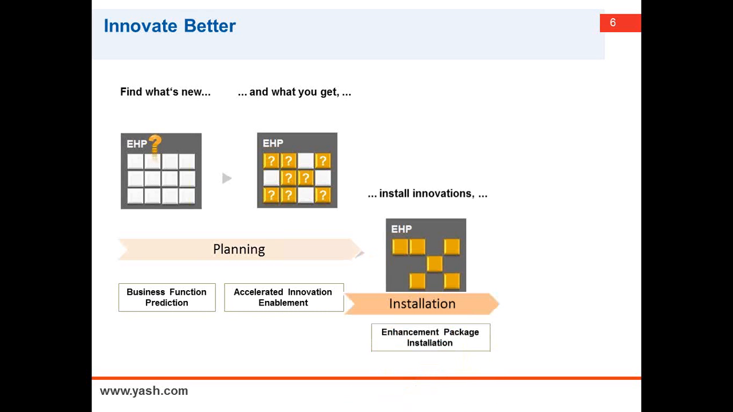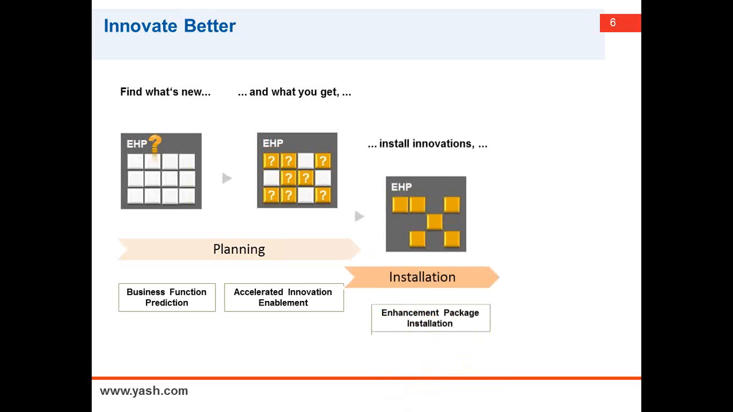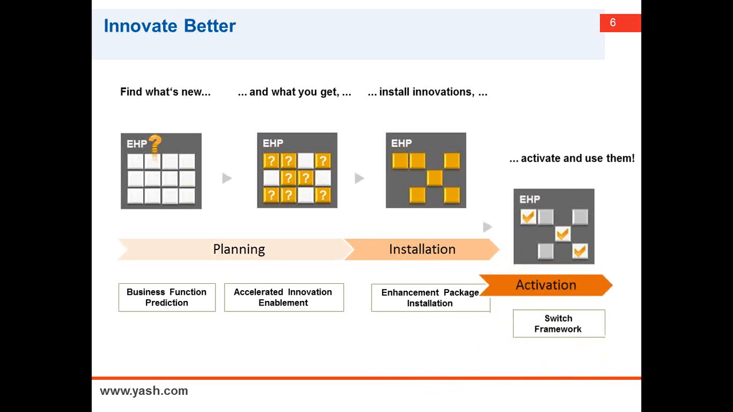Once we understand the innovations from EHP, then we need to install these enhancement packages into your landscape. YASH can help you in installing the enhancement package into your systems. Once we go through the innovations and we have installed the enhancement packages, that doesn't mean that new functionalities will automatically get activated. We need to activate these in order to use them, which is also called a switch framework.